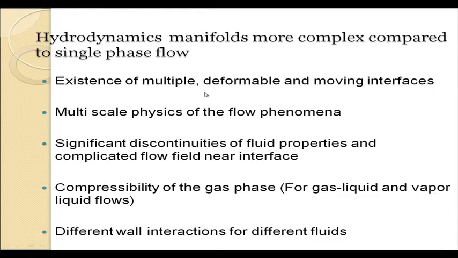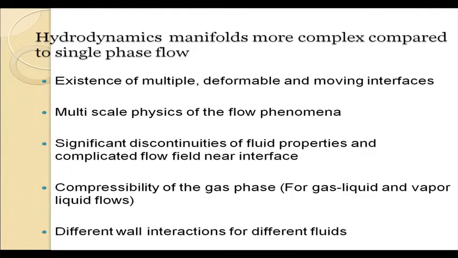The reasons primarily are the existence of multiple deformable and moving interfaces, and a multi-scale physics of the flow phenomena. There are significant discontinuities of the fluid properties and a complicated flow field near the interface. You can very well understand that near the interface you suddenly shift from liquid properties to gas properties. In addition, when we have one phase as the gas phase, for example, for gas-liquid flows, vapor-liquid flows or gas-solid flows, the compressibility of the gas phase also comes into the picture, and definitely there can be different wall interactions for the different fluids.